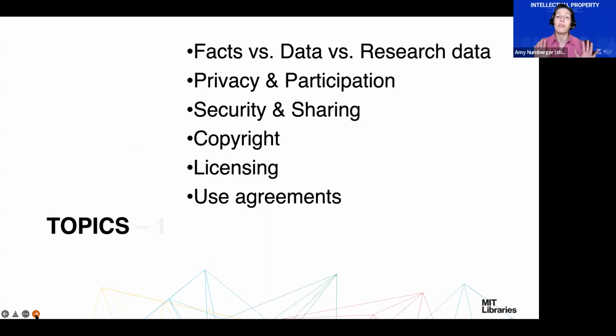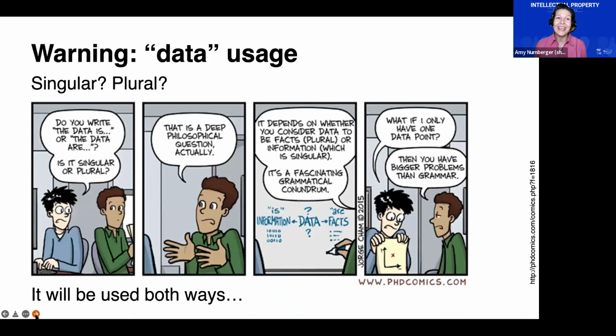Now, into the meat of what we're going to be talking about today. So we're going to start out by looking at what do we mean when we talk about research data as a specific type of object, as intellectual property? What are some of the concerns around privacy or participation in that space of research data? Thinking about different ideas around security, how that impinges on sharing or can even enable different types of sharing. And then some of the other legal aspects in that area around how copyright, licensing, or data use agreements might apply to that.